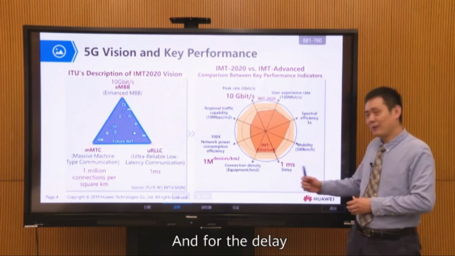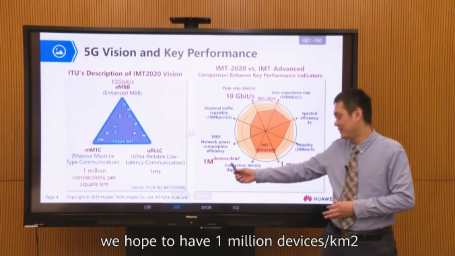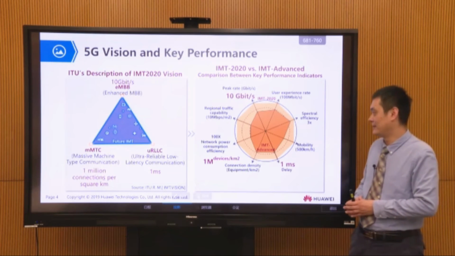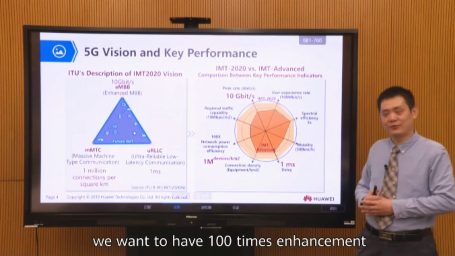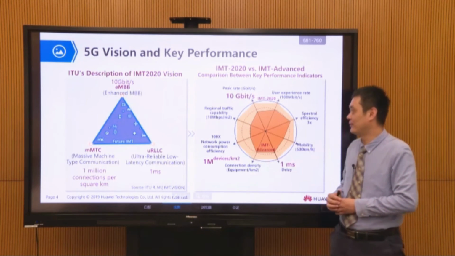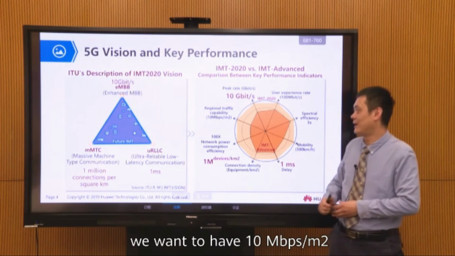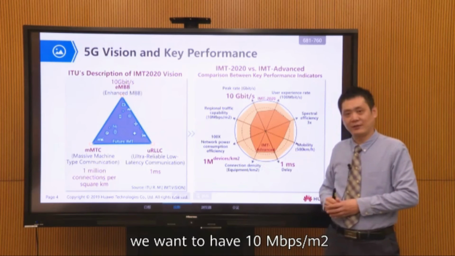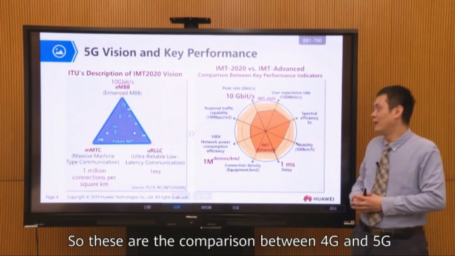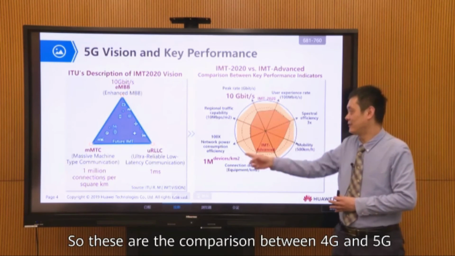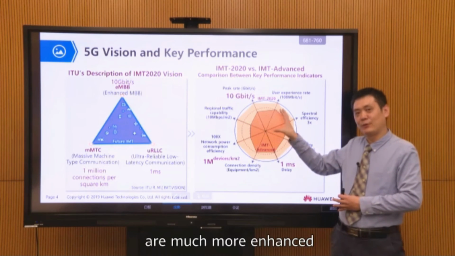And for the delay, 1 millisecond. And for the connections, we hope to have 1 million devices per square kilometer. And for power consumption efficiency, we want to have a 100 times enhancement. And for traffic density, we want to have 10 megabits per second per square meter. So this is the comparison between 4G and 5G. You can see in all dimensions, the parameters are much more enhanced.